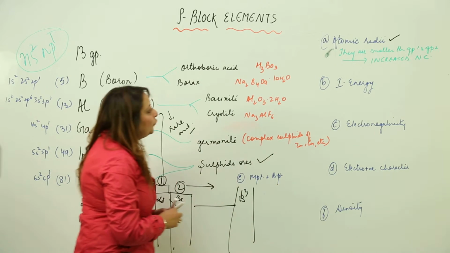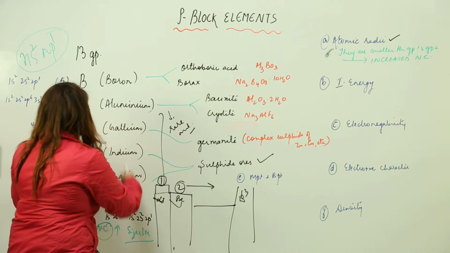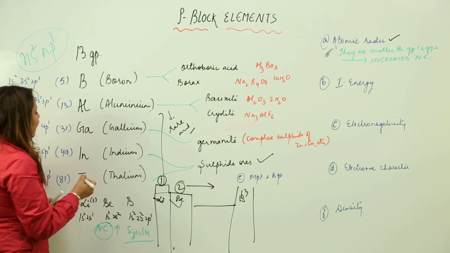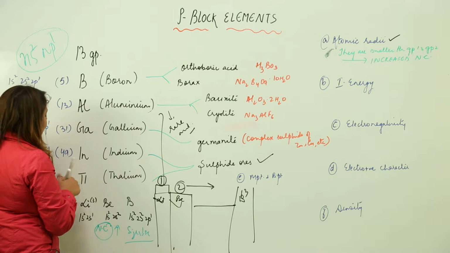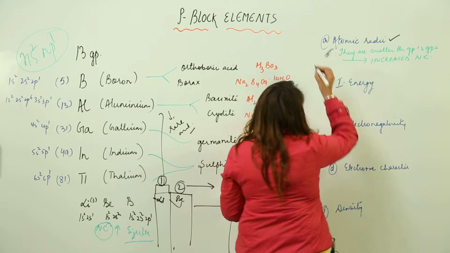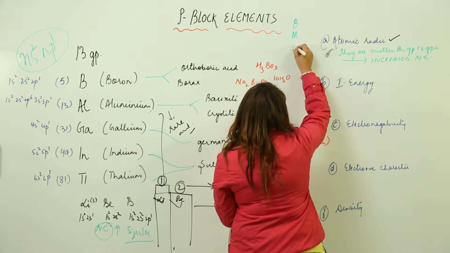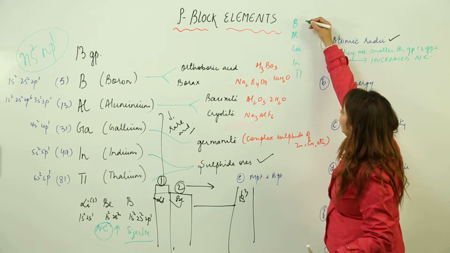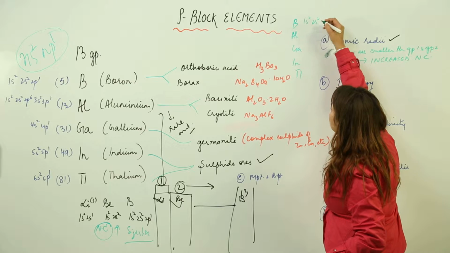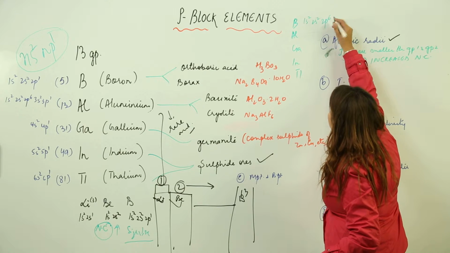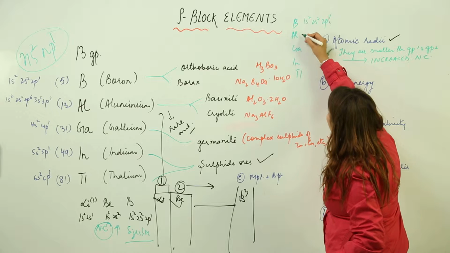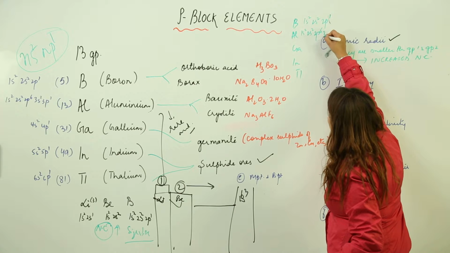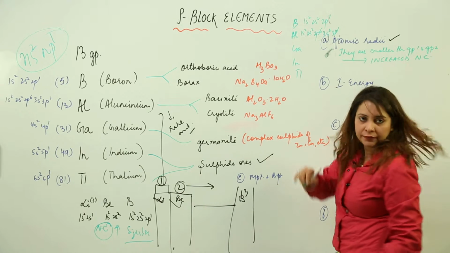Right. Now, if I compare the members of the same group, let us write it again: boron, aluminium, gallium, indium and thallium. As we move down, if I write the configuration for boron, it is going to be 1s2, 2s2, 2p1. For aluminium, it is going to be 1s2, 2s2, 2p6, 3s2, 3p1.